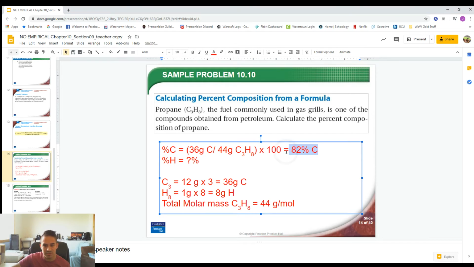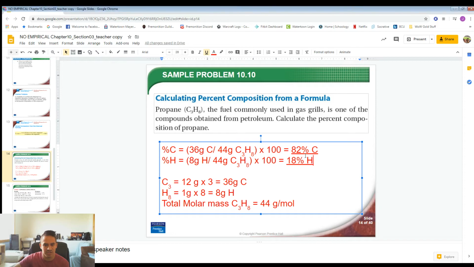So there's that percentage. Once we have that one, we could just take 100 minus 82 to get the hydrogen. But because I have the mass of the hydrogen right here, we're just going to do the same thing for that one. So 8 grams of hydrogen divided by 44 grams for the C3H8, and then times 100 equals 18% for the hydrogen. Okay, so this is what they're asking.